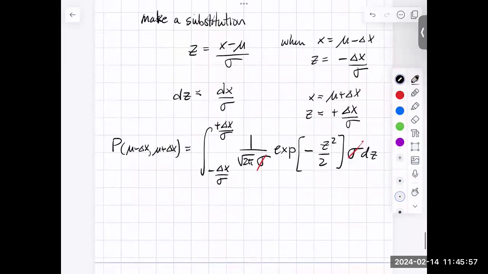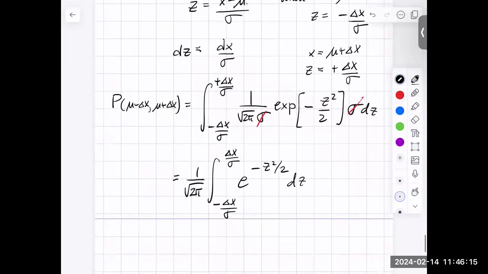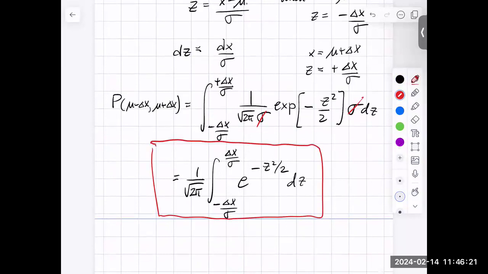Okay, so this is going to be 1 over root 2 pi, integral from minus delta x over sigma to delta x over sigma of e to the minus z squared over 2 dz. And so that is the integral that we would have to evaluate. I do not think that you can evaluate this integral analytically.